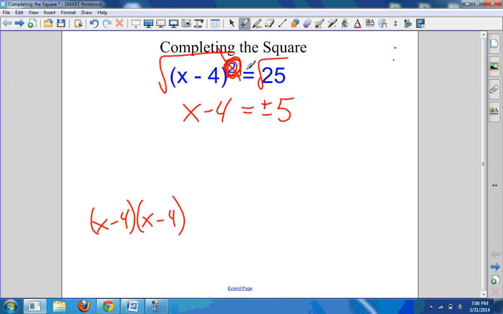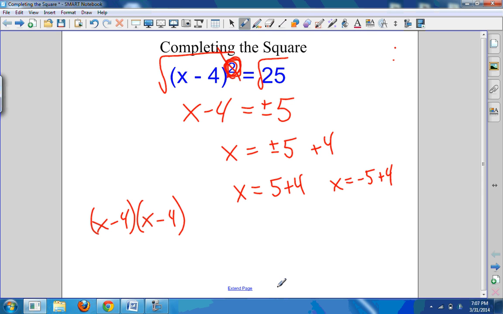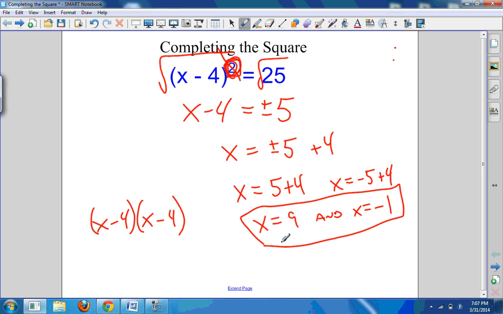So a plus or minus 5 will work here. Then the last step to solve for x is we need to add 4 to both sides. So we get x equals plus or minus 5 plus 4. So we're going to have two different answers. We're going to have x equals 5 plus 4, and we're also going to have x equals negative 5 plus 4. That's where that plus or minus comes in. So we get x equals 9, and we get x equals negative 1. So those are my two answers that I can plug into this equation for x, and it'll work.